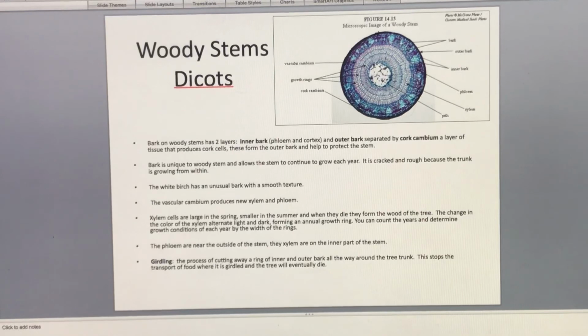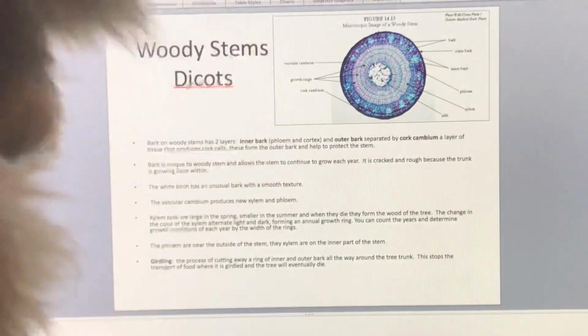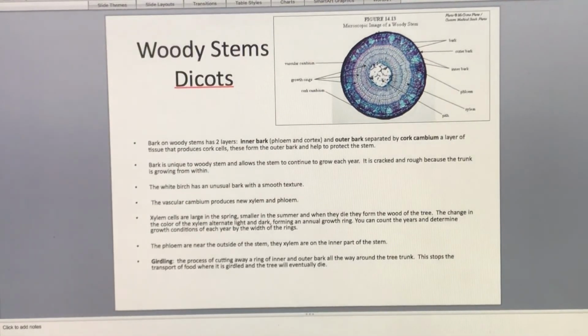All right, so we have another visitor for our video here, checking out our woody dicot stems.